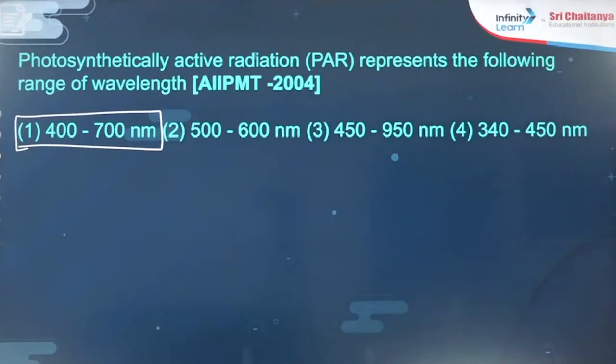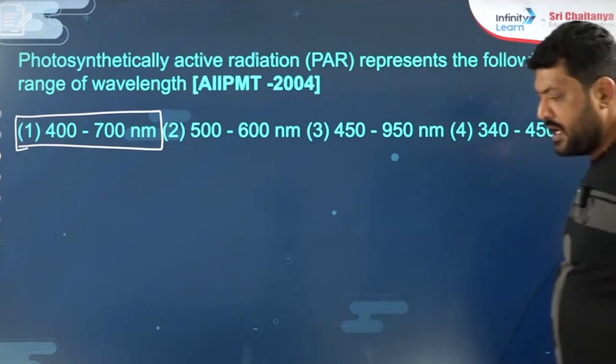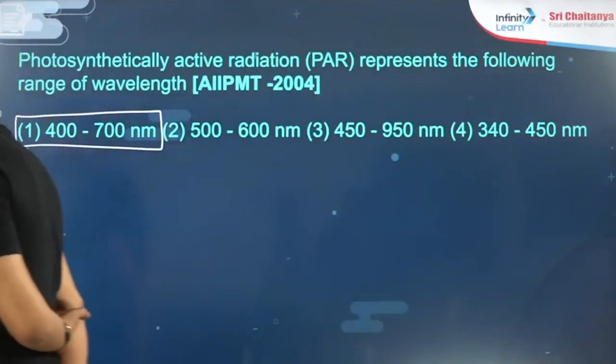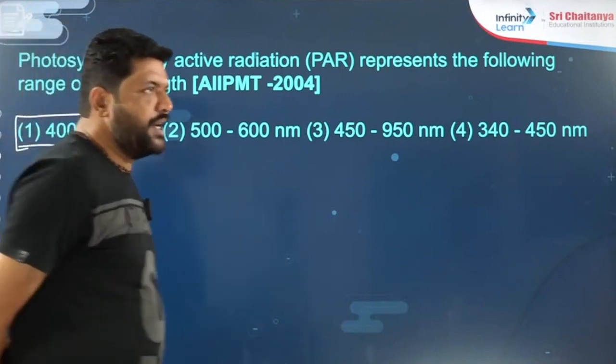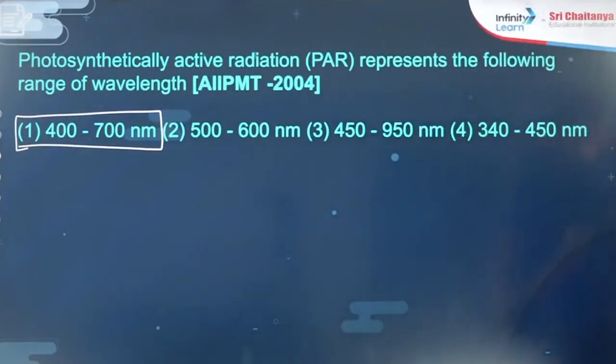In this light only photosynthesis takes place. Less than 400 nanometers of light or more than 700 nanometers of light, there is no chance of photosynthesis. Hence we call it photosynthetic active radiation. The range of PAR is 400 to 700 nanometers of light. Was it clear? It is a standard question and PYQ, previous year question, NEET 2004. So what is PAR? 400 to 700 nanometers of light. Standard question and standard answer. Shall I go for the next question?